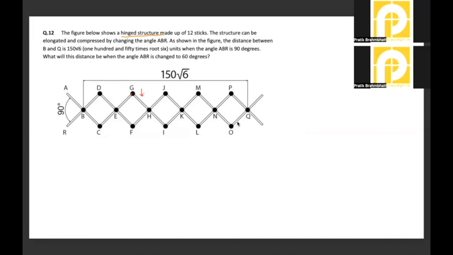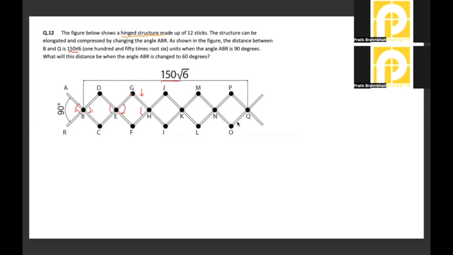As shown in the figure, the distance between B and Q is 150 root 6, which is already provided here. When the angle ABR is 90 degree, which means all the angles are 90 degree. Why? Because opposite angles are equal. So that's why all these angles will also be 90 degree in that case. What will this distance BQ be when the angle ABR changes to 60 degree? When 90 degree becomes 60 degree, what will be the new dimension?